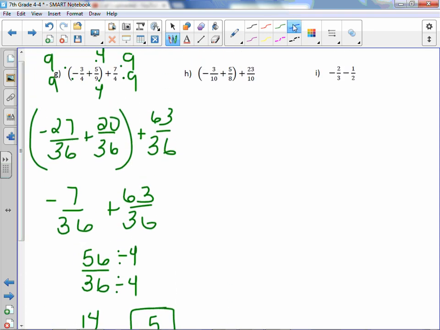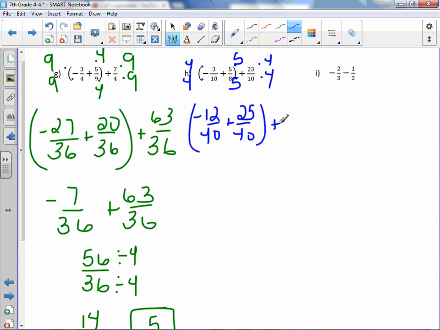Letter H, we have 10 and 8. Our least common denominator is 40. So I need to multiply numerator and denominator here by 4, and the numerator and denominator here by 5. So we get negative 12 over 40 plus 25 over 40 in parentheses plus 23 times 4. We'll have to do that on a separate page here. 23 times 4, which is 92.